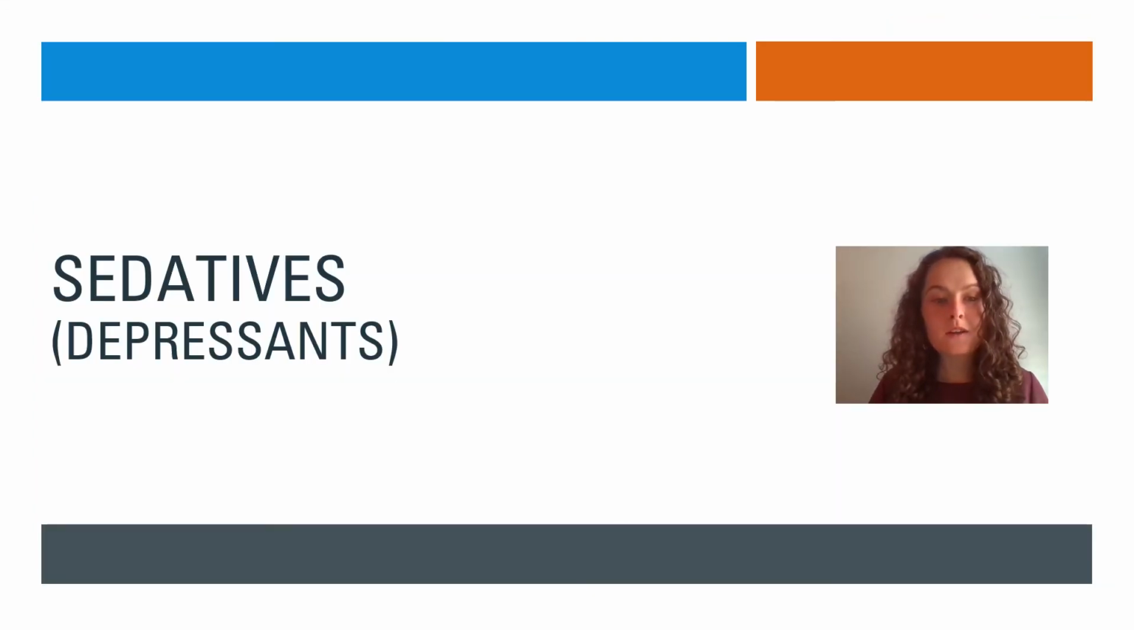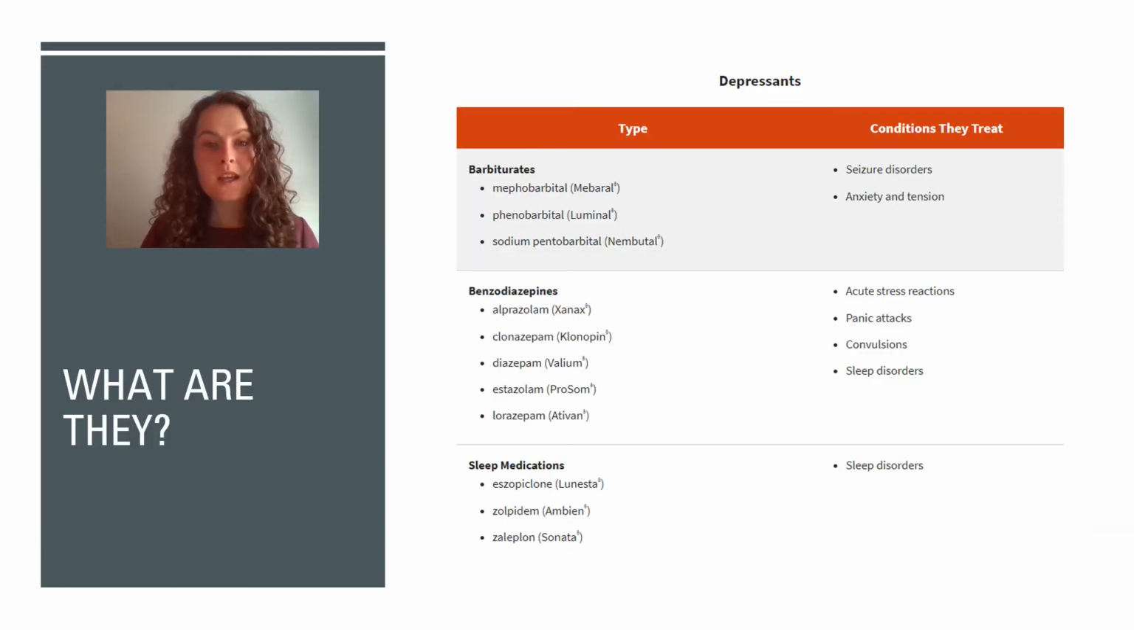So the next one we're going to talk about is sedatives or depressants. Sedatives might also be referred to as central nervous system depressants or tranquilizers. You might also be more familiar with their street names, which include zombie pills, A-, barbs, downers, or sleeping pills.